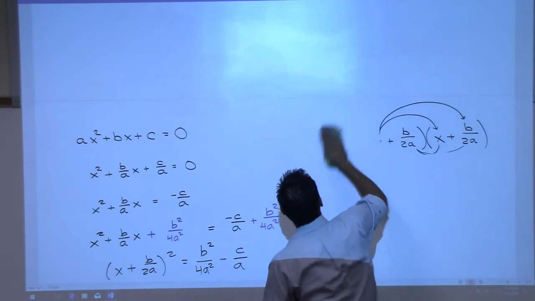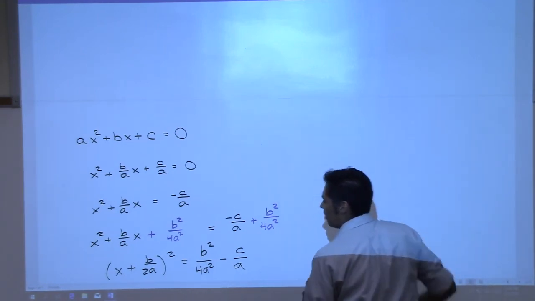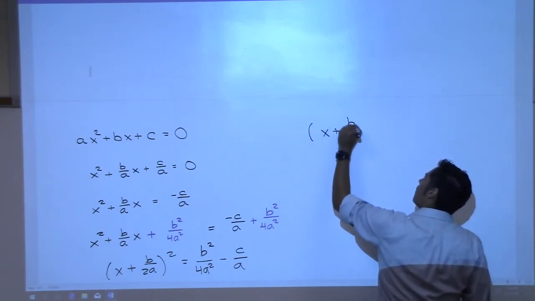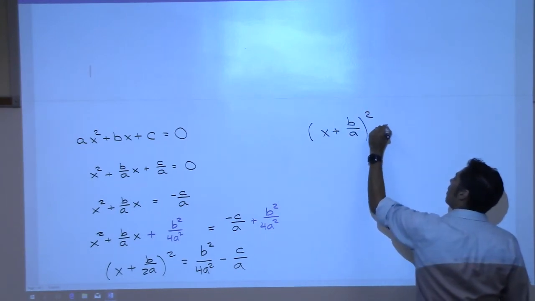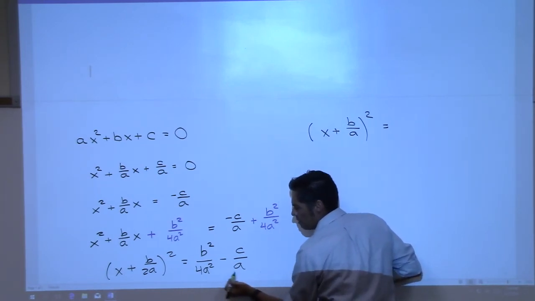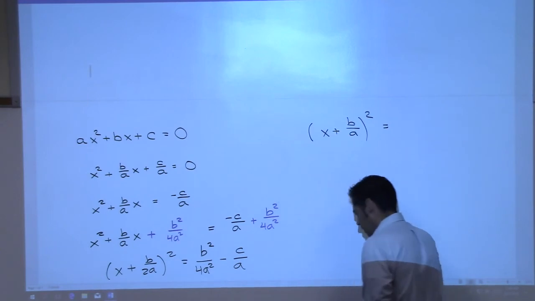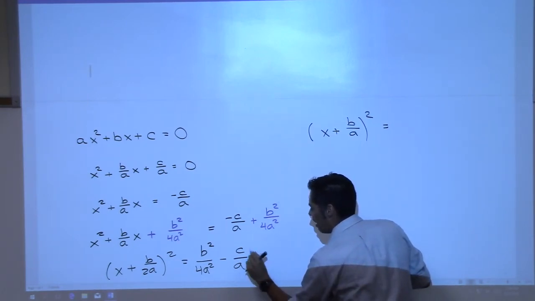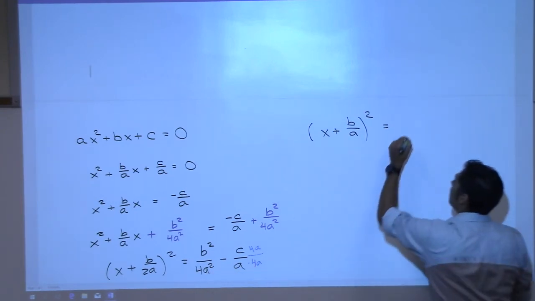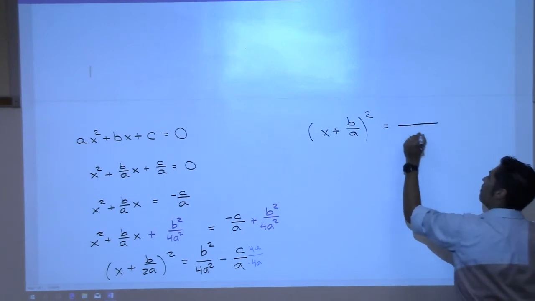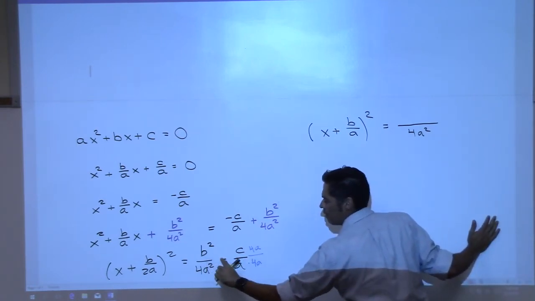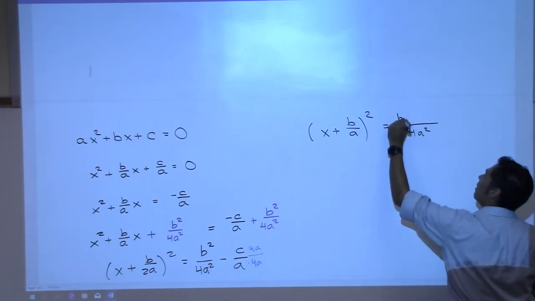Now what I'm going to do is get a common denominator between these two and put them together. So what happens if I try and get a common denominator here? What is this one missing? 4a? So I have to do it on top and bottom, right? Okay, so now do that. And since they have the same denominator, the denominator is going to be 4a squared. And what's the numerator? B squared minus 4ac. Does that look familiar?